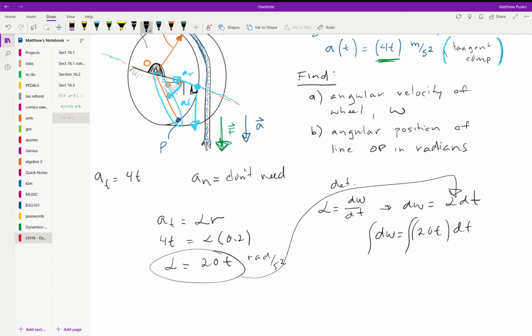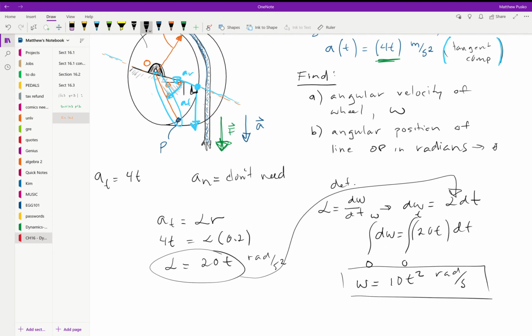We wanted to know the angular position of OP in radians, and we're rotating, so let's go from 0 to omega and 0 to t because it started from rest. Integrating that will give you omega equals 10t squared, and the units for omega would be radians per second. So this is kind of a 3-in-1 problem.